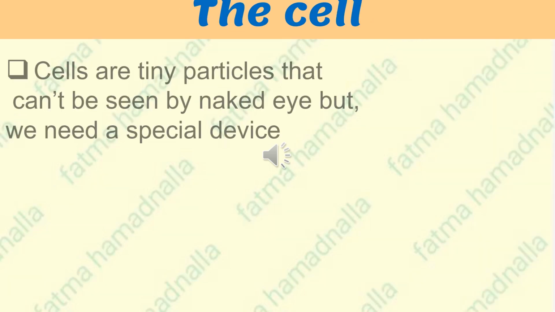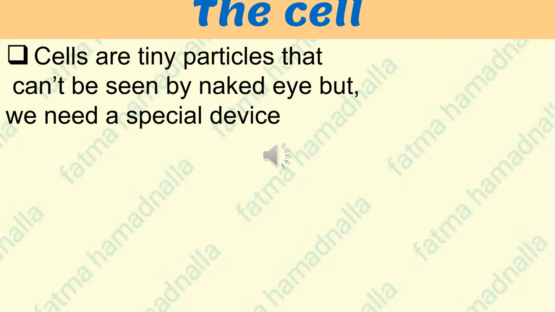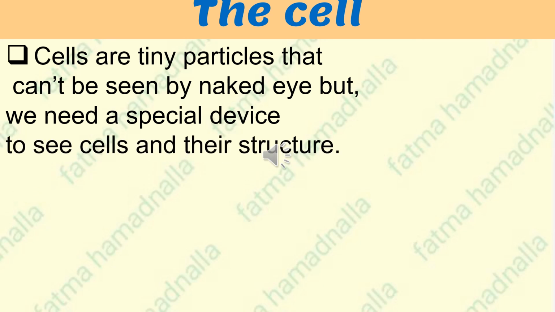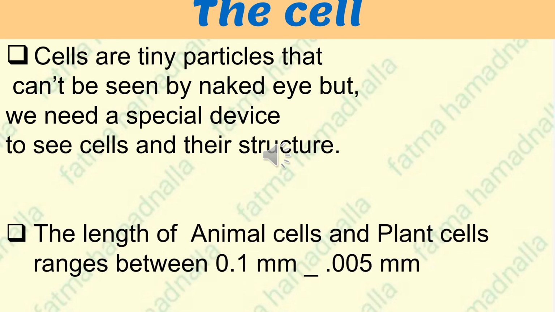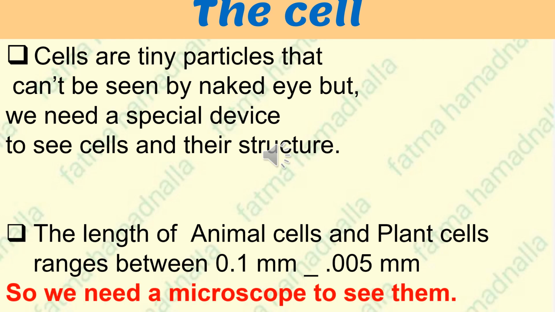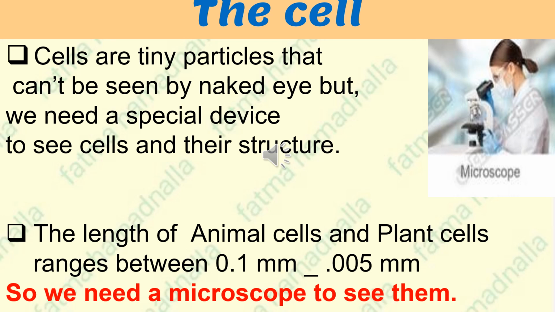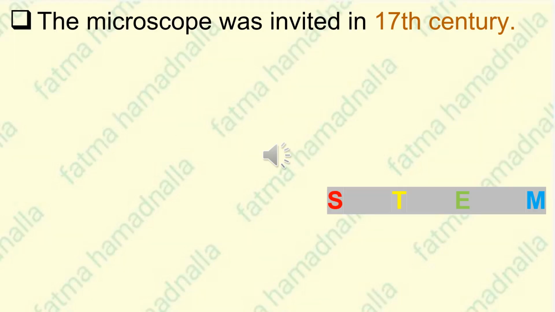Cells are tiny structures that can't be seen with the naked eye. So, we need a special device to see cells and their structures. The size of animal cells and plant cells ranges between 0.1 millimeter and 0.05 millimeter. So we need a microscope to view them. The microscope was invented in the 17th century.